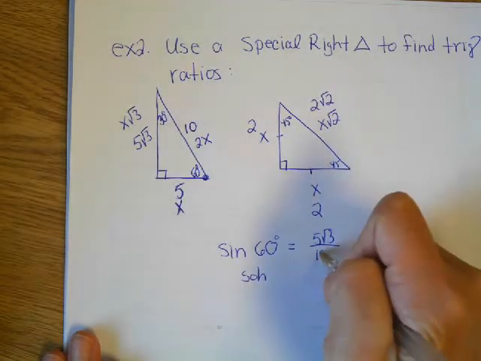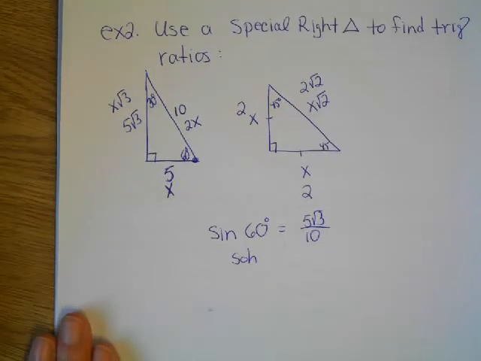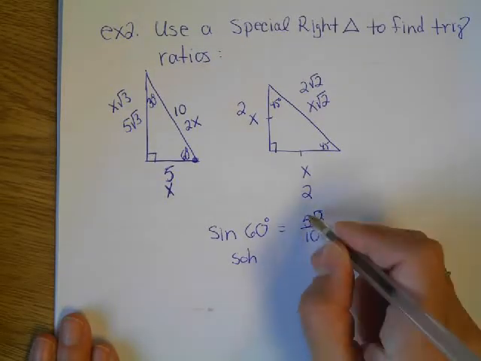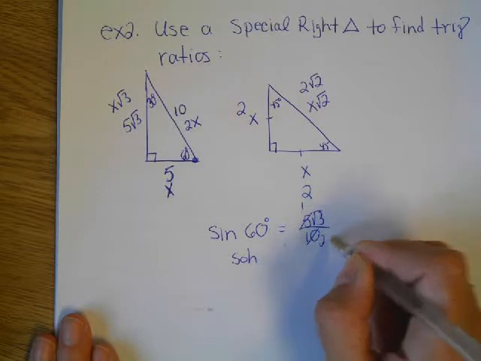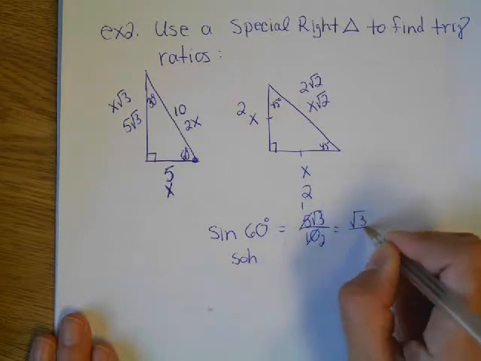Hypotenuse is the 10. And I want to reduce if I can, and I can reduce the 5 and the 10 down. 1. So I get square root of 3 over 2.